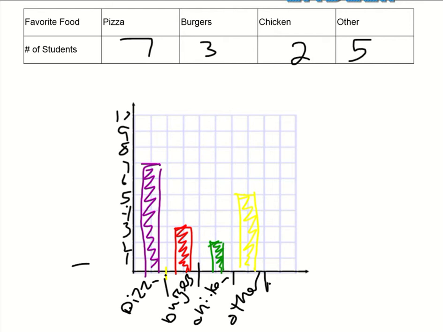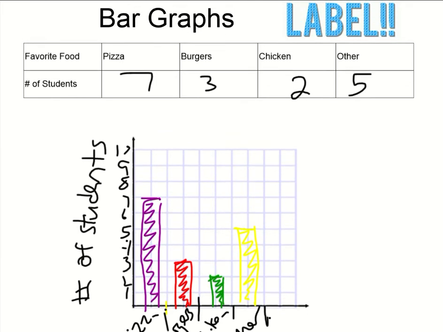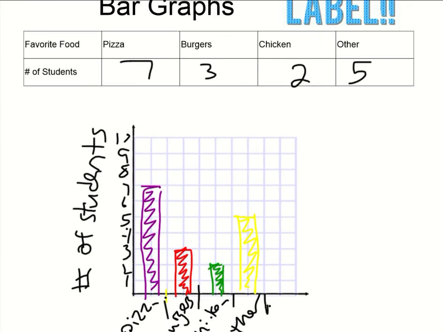So I'm going to use what you guys call a hashtag. It's also known as pound symbol, number of students. Okay, and so that's labeled, and the bottom's labeled with each category, but we don't really know what this is representing. And so what we really need is we need a title.